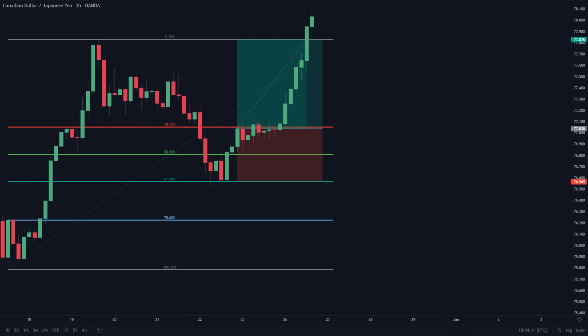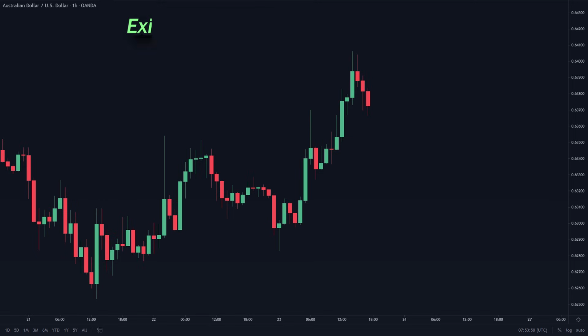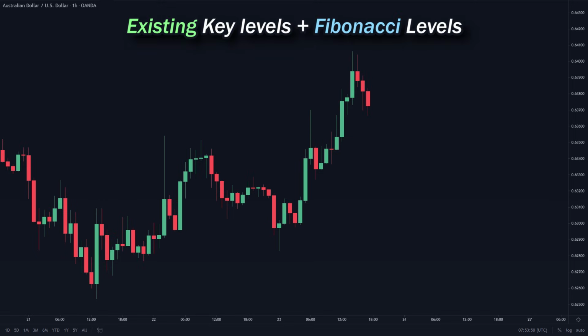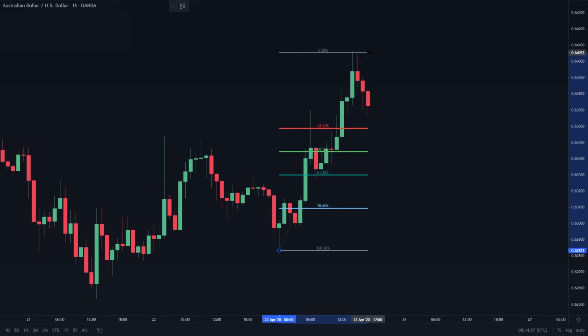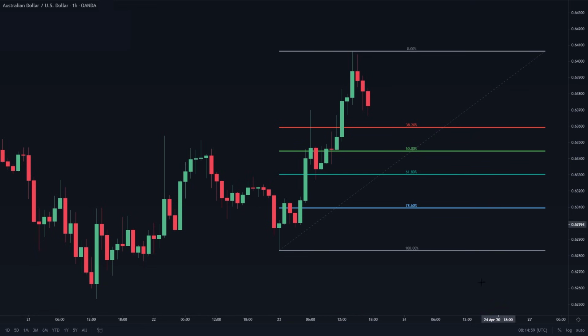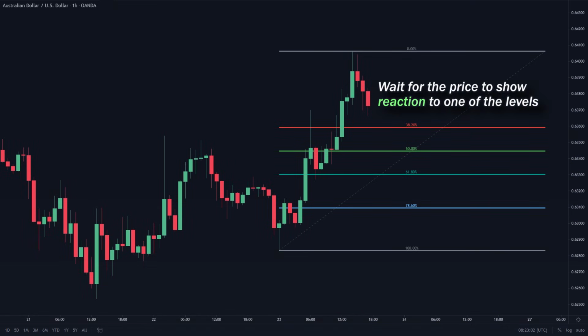Now moving on. You can also combine existing support and resistance levels with Fibonacci levels to create an area of confluence, like in this example. So here, we can see that the price went up and made a slight pullback, and so you can apply the Fibonacci tool to predict the end of this pullback. And again, you connect the swing low to the swing high and drag it to the right to extend the levels. Now the next step is to wait for the price to show reaction to one of these levels.